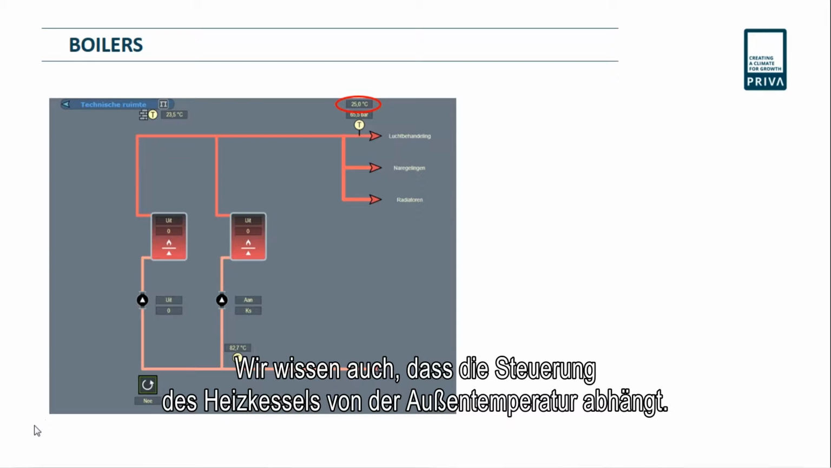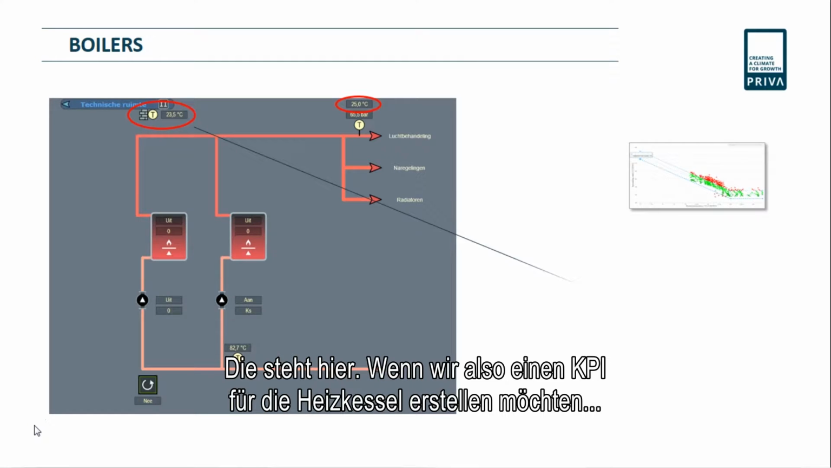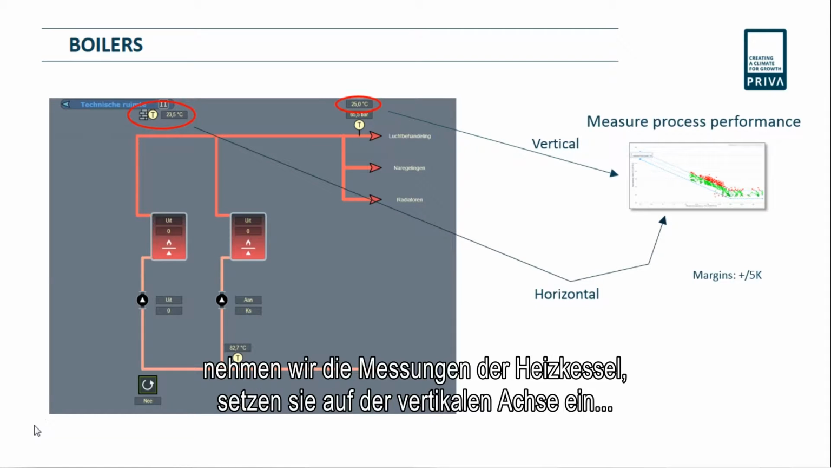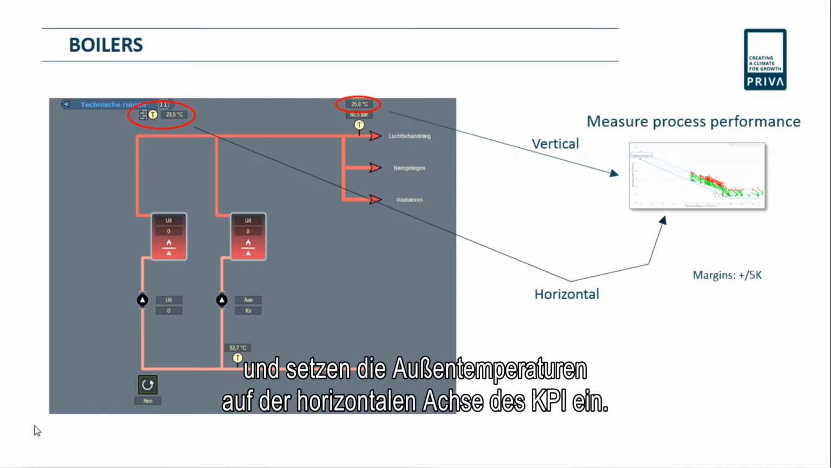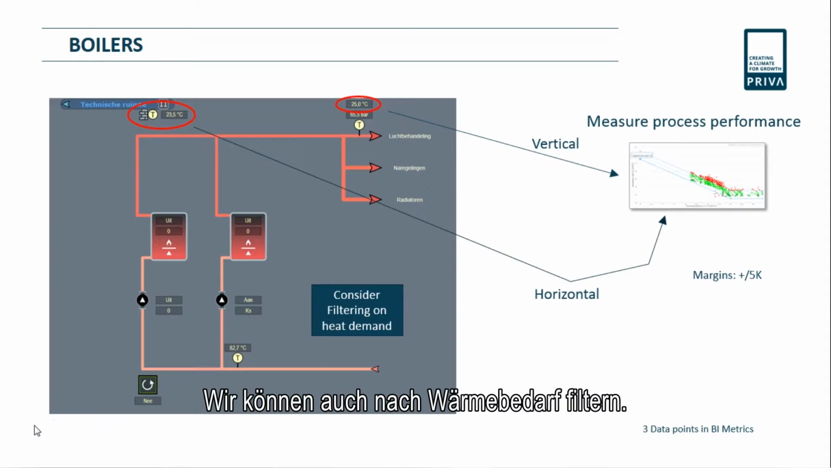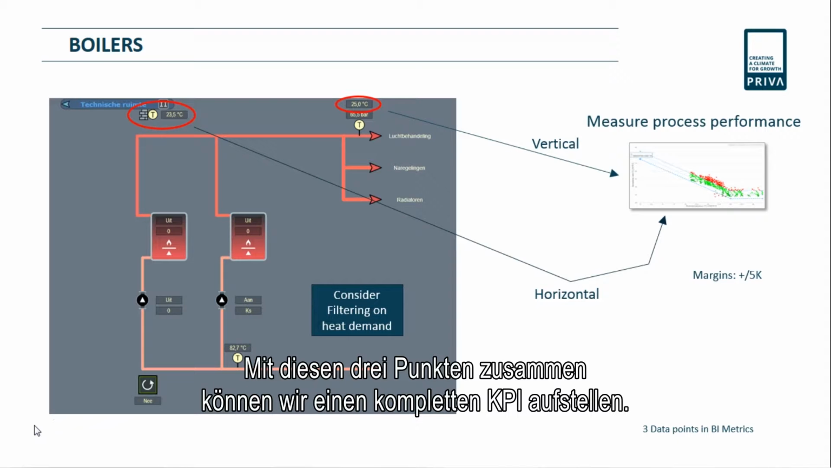Now we also know that boilers are being controlled depending on the outside air temperature, and we have that here too. So if we would like to create a KPI for the boilers, then in this case we would take the value from those boilers, put that on the vertical, and take the outside air value and put that on the horizontal axis of the KPI. And we take a margin of about plus or minus 5K. What we can also do is consider filtering on heat demand. And that means if we take these 3 points, that we have the entire KPI set up.